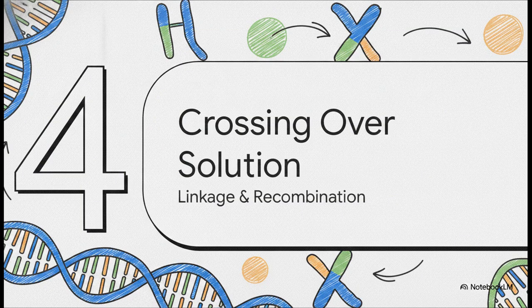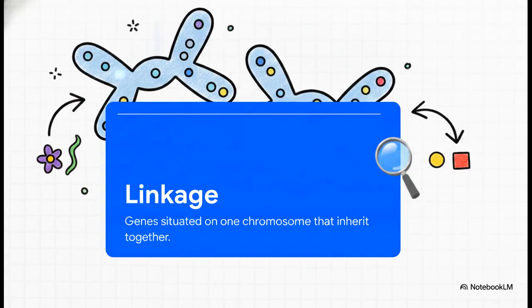Section 4. The crossing over solution. This bizarre deviation absolutely baffled scientists at first. But the solution to the puzzle ended up revolutionizing biology entirely. The answer? A phenomenon called linkage. We understand now that genes aren't just floating around freely. They're anchored on chromosomes.